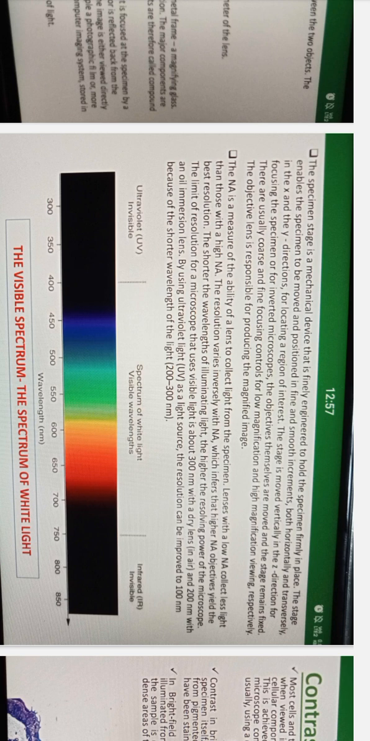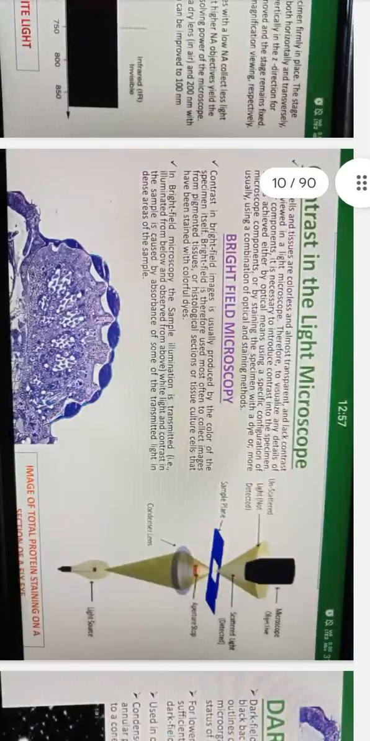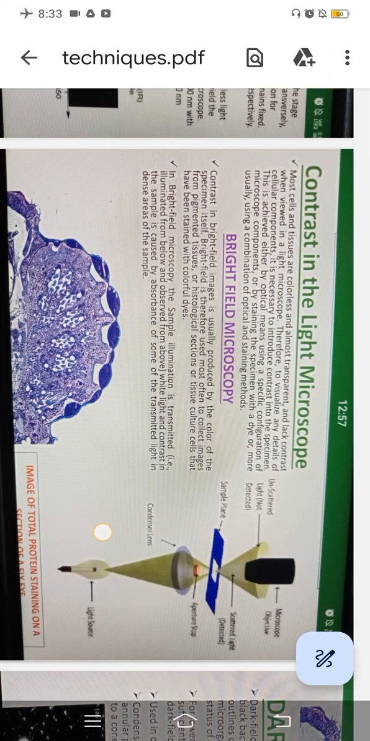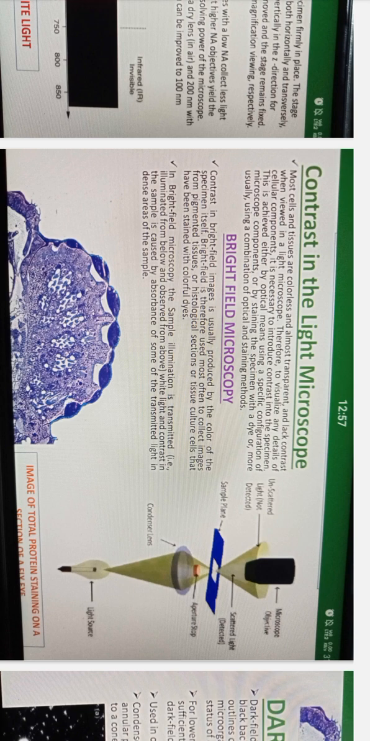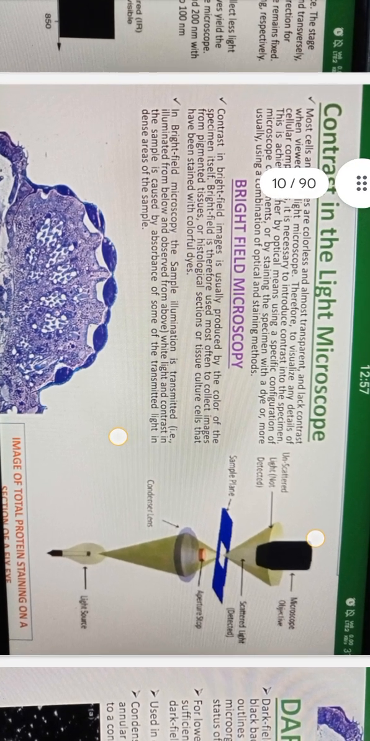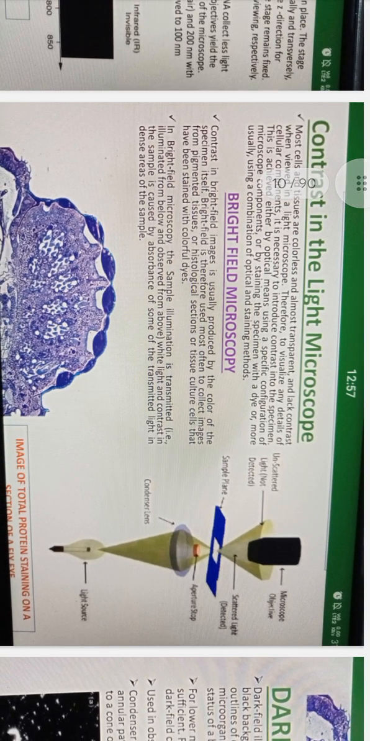The visible spectrum, the spectrum of white light. Then contrast in the light microscope. Most cells and tissues are colorless and almost transparent and lack contrast when viewed in a light microscope. Therefore, to visualize any details of cellular components, it is necessary to induce contrast into the specimen. This is achieved either by optical means using a specific configuration of microscope components, or by staining a specimen with a dye, or more usually using a combination of optical and staining methods.